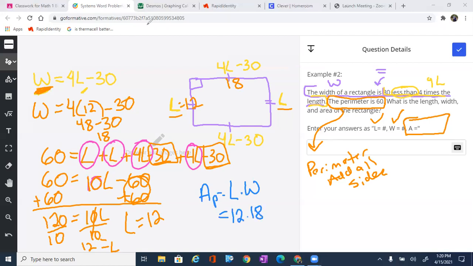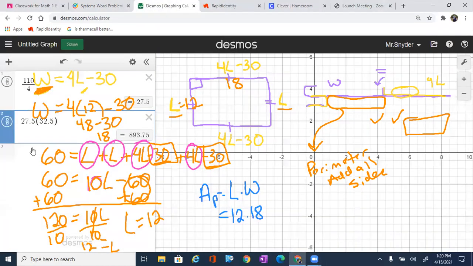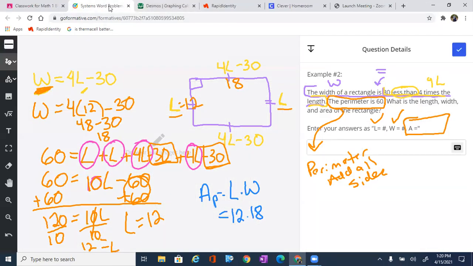We'll go off to Desmos and type in 12 times 18. We know 12 times 18 is going to be 216. So the area equals 216. Because it doesn't tell us whether it's inches, miles, or anything, I'm going to put units squared. And that will give us the length, the width, and the area of that rectangle.